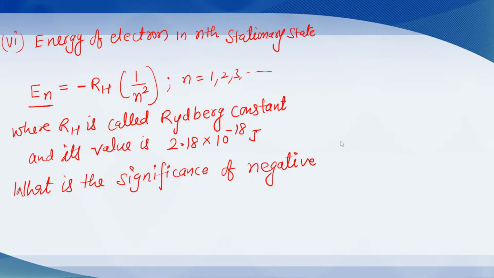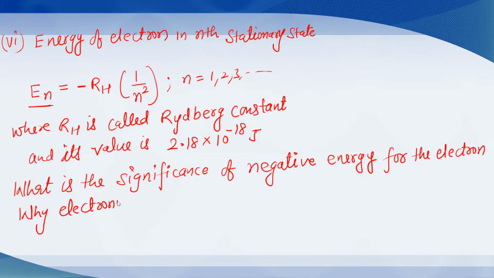What is the significance of negative sign? Means negative energy. What is the significance of negative energy for the electron? And why electronic energy is always negative, or we can write it like this. No, that is not the case. So if question is why electronic energy is always negative, so see what we have to write.